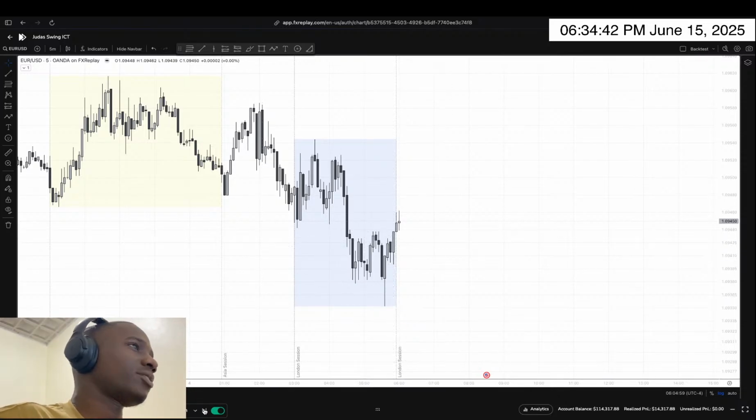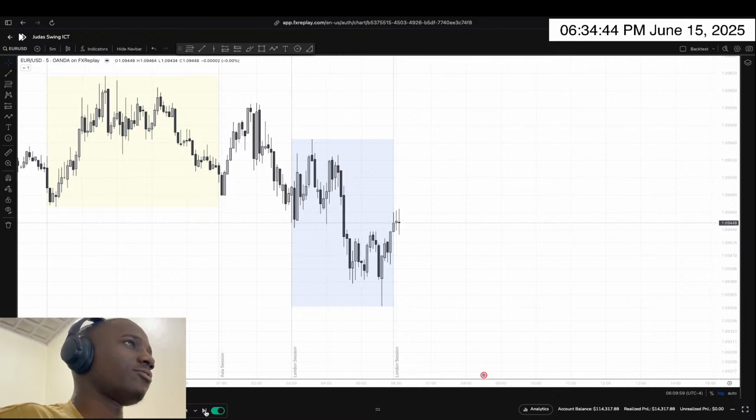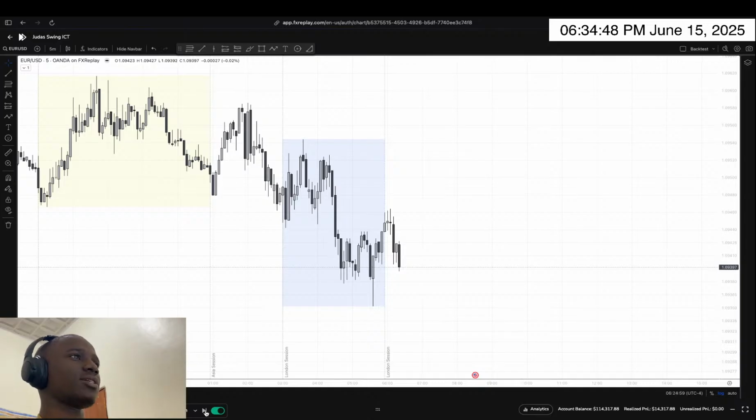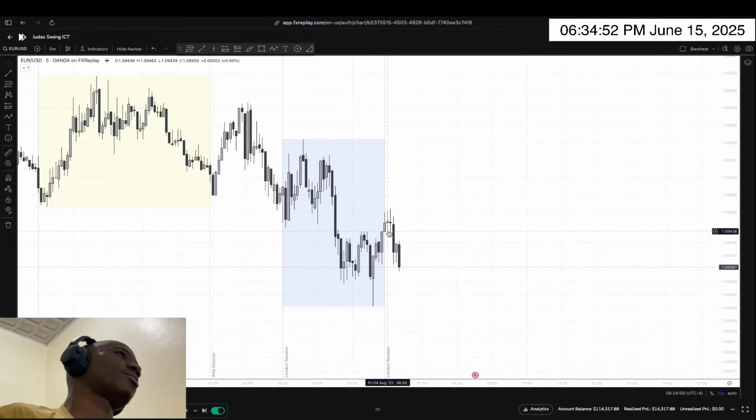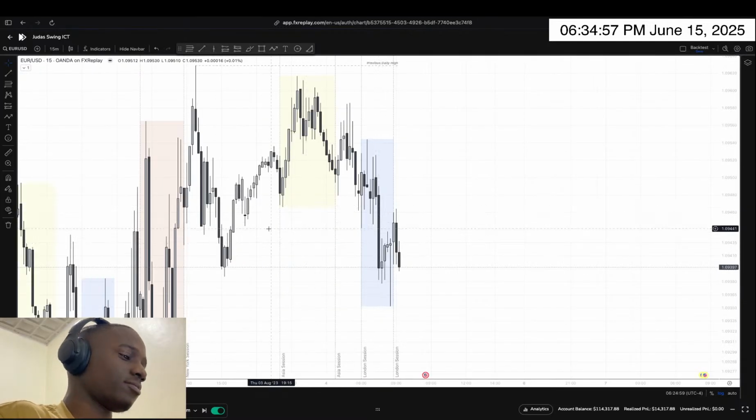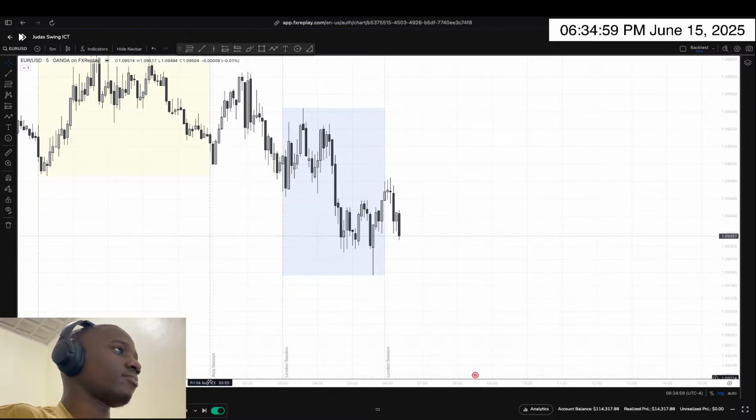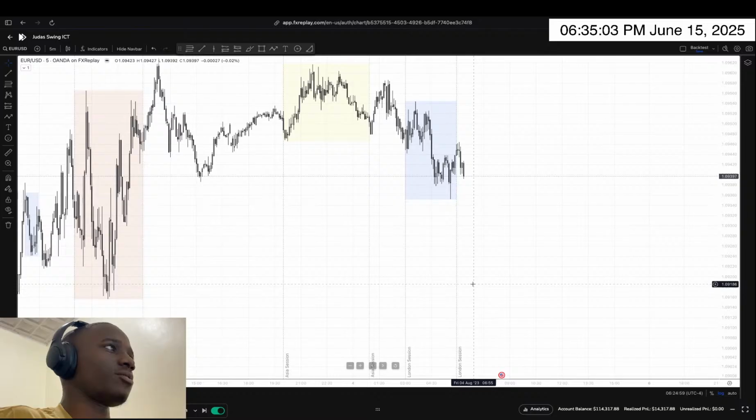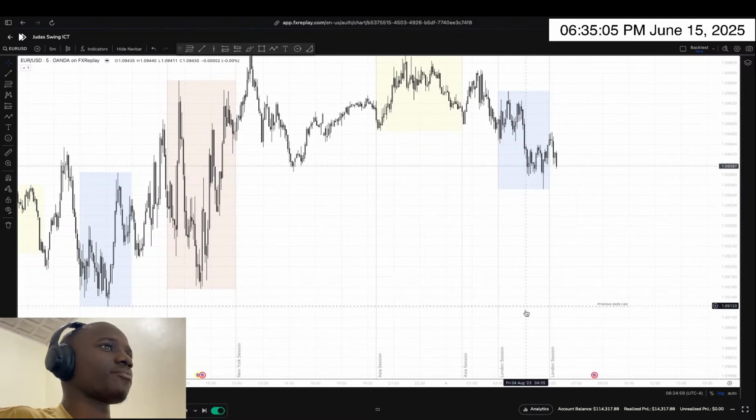If it gets respected, then well and good, we can enter off of it and buy. If it doesn't get respected, you can see how the candles are closing, which means that we're respecting the 15-minute fair value gap, this one. So our draw on liquidity would be the previous day low, which is somewhere here.